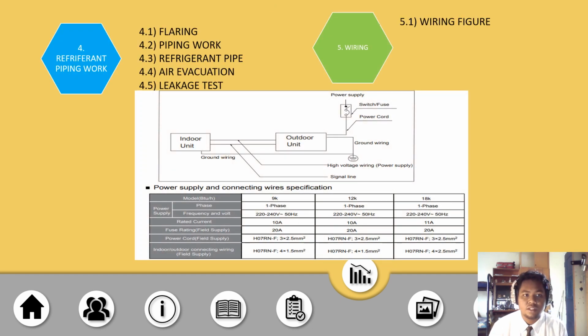So for step 4 is refrigerant piping work. There is flaring, piping work, refrigerant pipe, air evacuation and leakage test. For the fifth step is wiring figure. And as you can see, there is a power supply and connection wire specification. I got this information from the manual book of the installation.